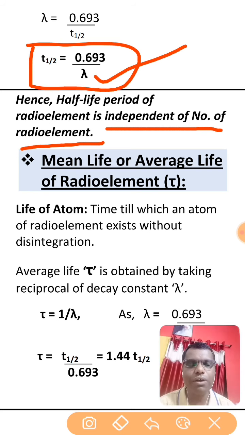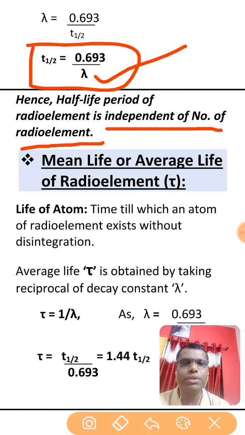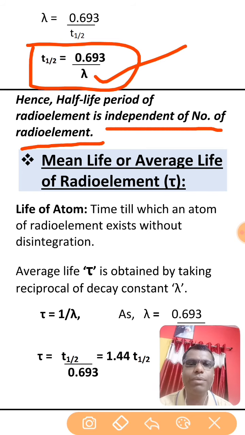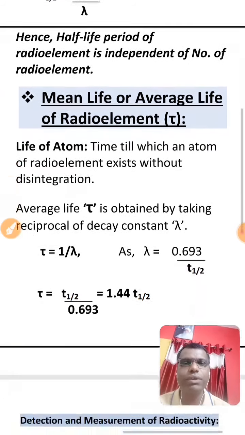Many times it can be asked to you as a true or false. So always remember that the half-life period of a radio element is always independent of the number of atoms of the radio element, either initial or at a given time. This equation indicates that the half-life period of a radio element does not depend upon the number of atoms of the radio element. So this is another one.